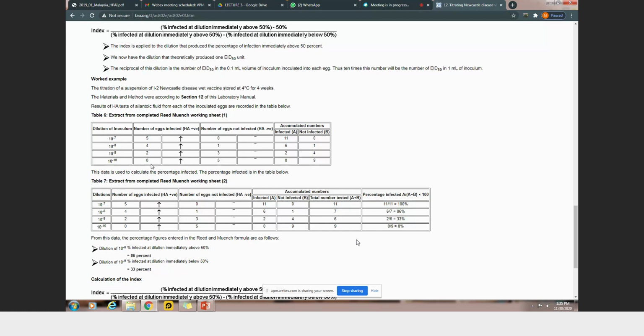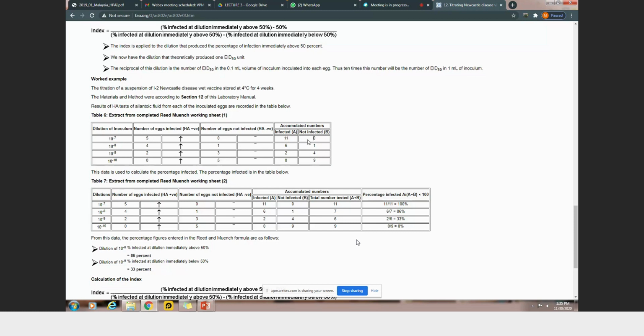So for example here, for the infected ones, you start from below. You have 0 here, and then you have 2; 0 plus 2 equals 2, and this 2 plus 4 will be 6, and this 6 plus 5 will be 11. So this is the accumulated number for the infected group. You need to do it ascendingly, from the least dilution.